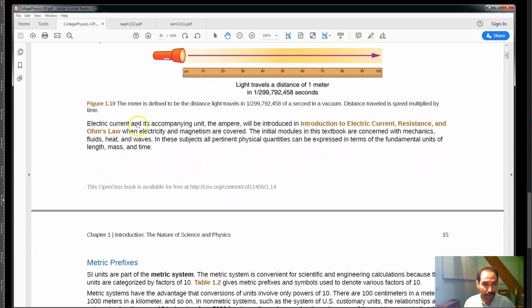Electric current and its accompanying unit, the ampere, will be introduced in Introduction to Electric Current, Resistance, and Ohm's Law when electricity and magnetism are covered. The initial modules in this textbook are concerned with mechanics, fluids, heat, and waves. And in these subjects, all pertinent physical quantities can be expressed in terms of the fundamental units of length, mass, and time.